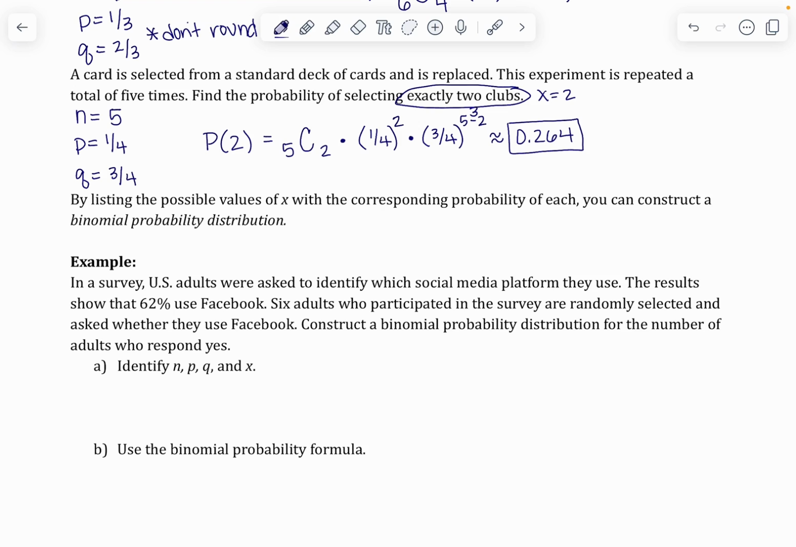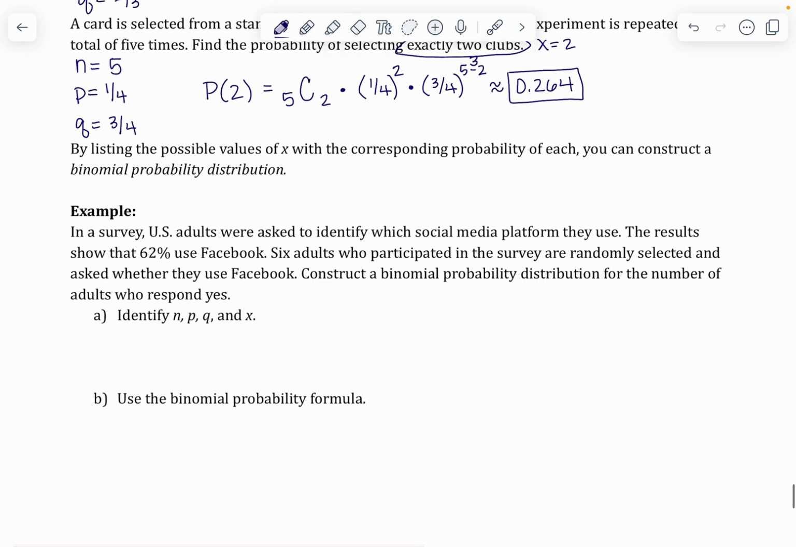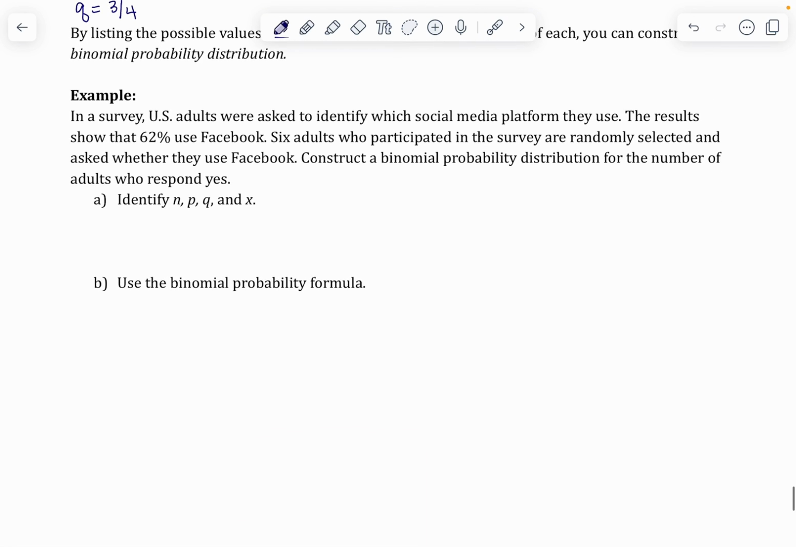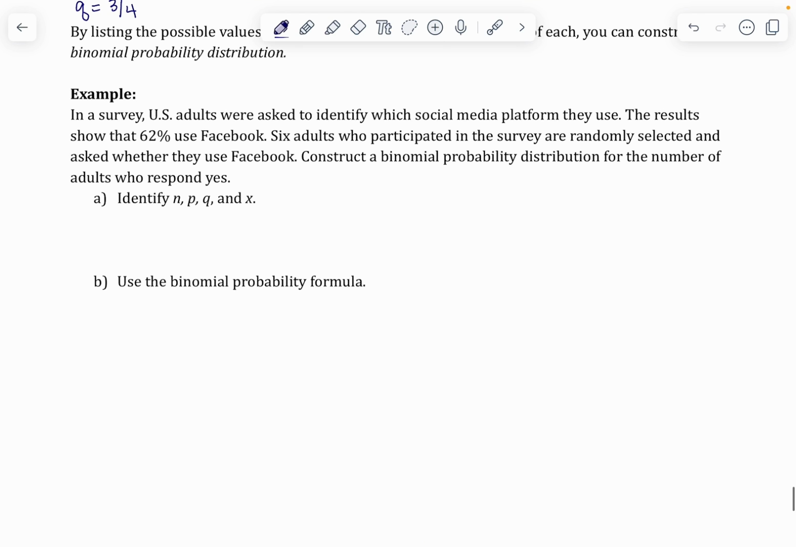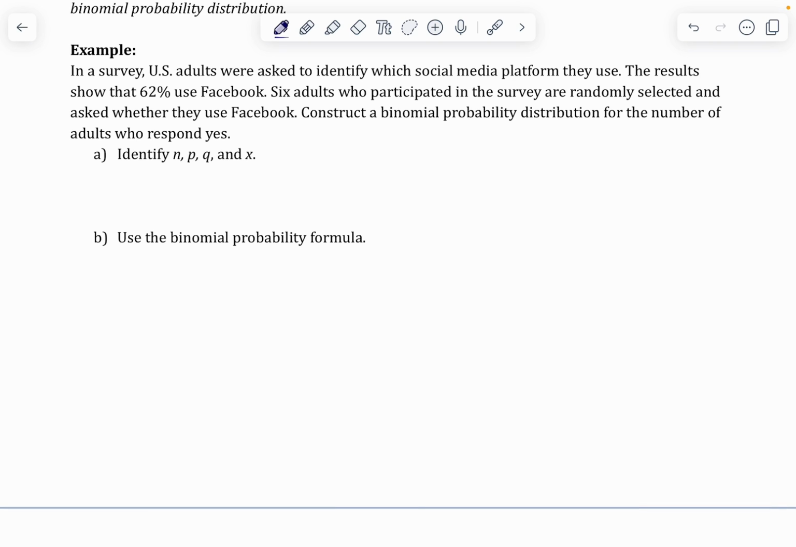Okay, we're going to combine what we did last class with this, and we can now construct binomial probability distributions, which is what we're going to do on this next example. When you have a binomial probability distribution, it helps when you're trying to find multiple probabilities to go a little faster. So I'm going to show you a couple different ways we can do this.